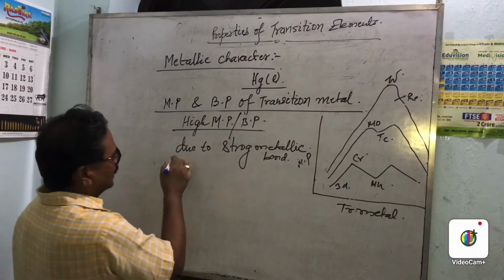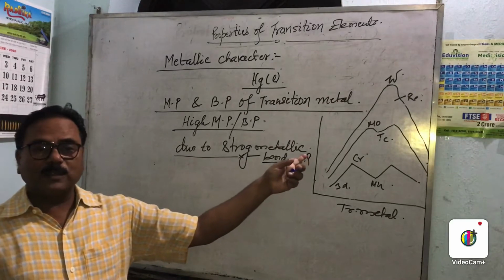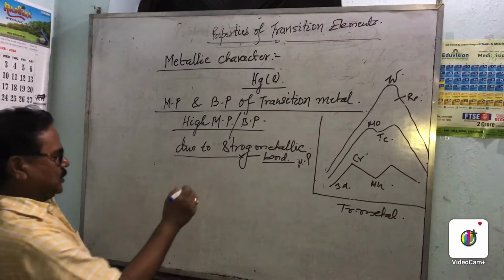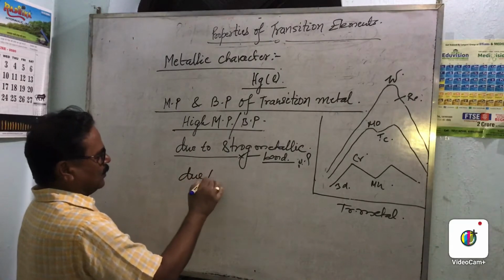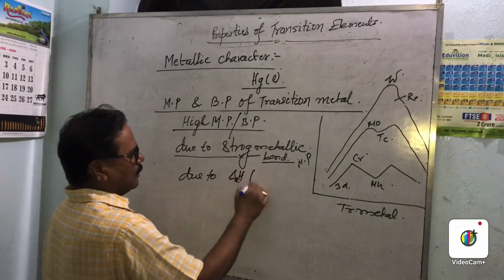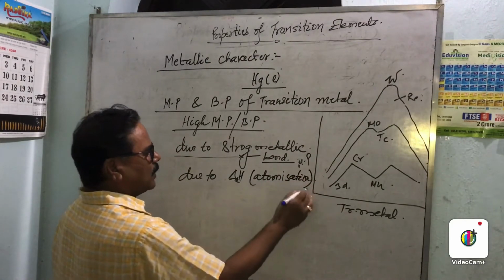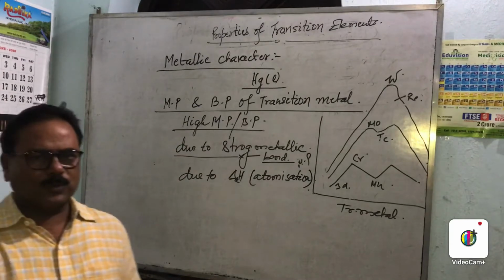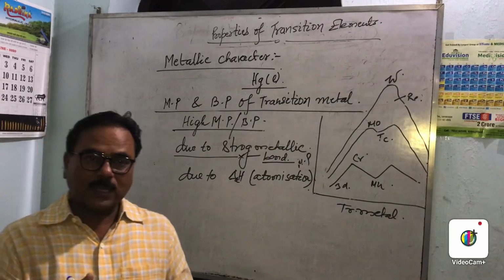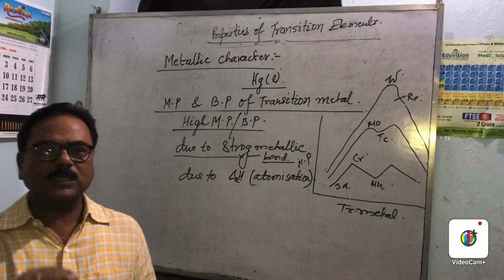If a question asks why transition metals have high melting point, the answer is due to the strong metallic bond or due to high enthalpy of atomization, delta H A, which is called enthalpy of atomization. These are the two factors to write in the answer, since questions are asked for a one-word answer. So we should write the strong metallic bond. Now this strong metallic bond formation depends upon the interparticle bond formation tendency.